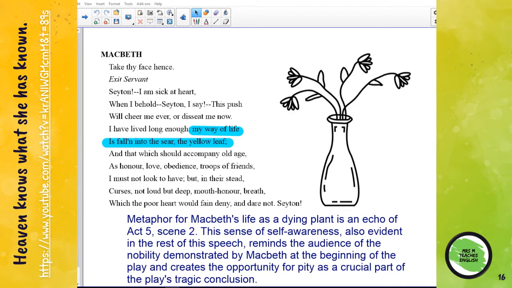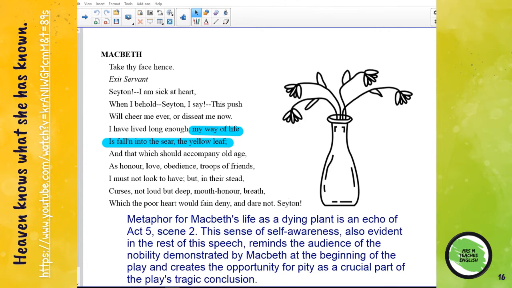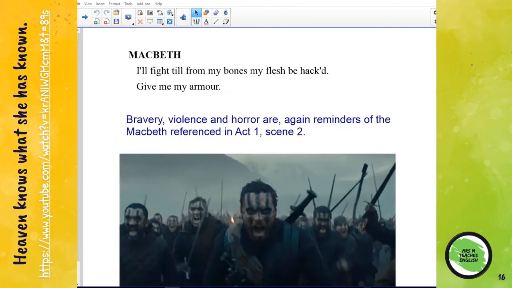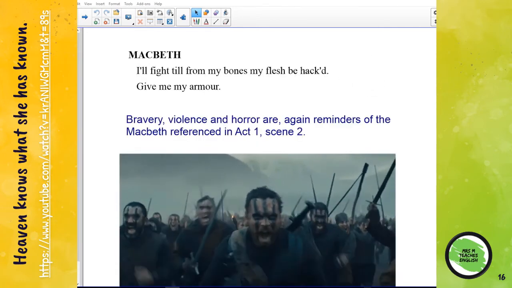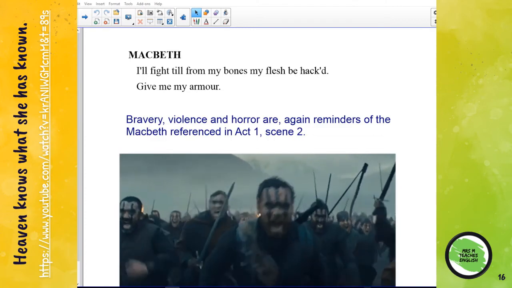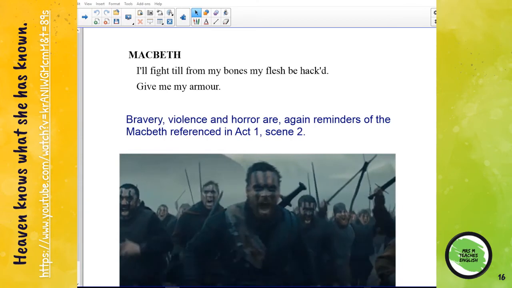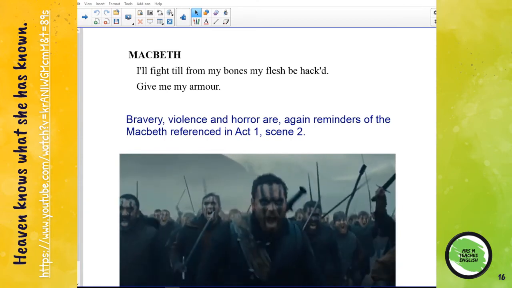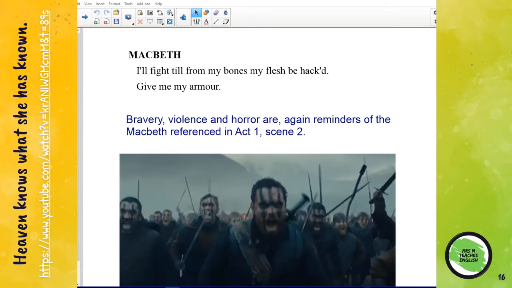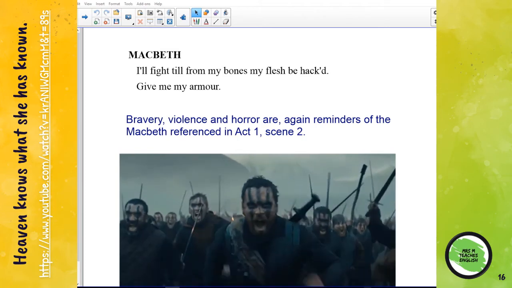We shouldn't just be celebrating the fall of the tragic character. We should recognise that this is a loss in some way, and there has been a manipulation of Macbeth by external forces. Macbeth's statement that "I'll fight till from my bones my flesh be hacked" is once again a reminder of Act 1, Scene 2, because we have an articulation of his bravery, his violence, and once again there's that horror there, which is very similar to the Macbeth described by the captain in Act 1, Scene 2.